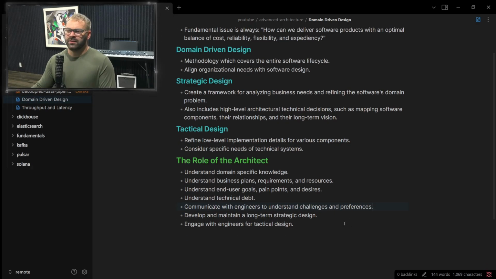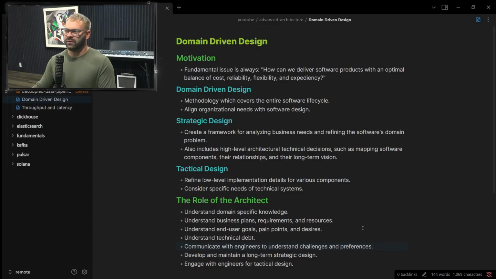So the role of the architect is just so multifaceted in domain-driven design, because you should be engaging at every level of the organization, as well as understanding any vendors that you're working with, their motivations, or customers and what they need. And this is how we design successful long-term data systems, through domain-driven design.